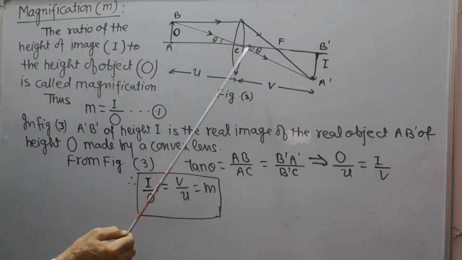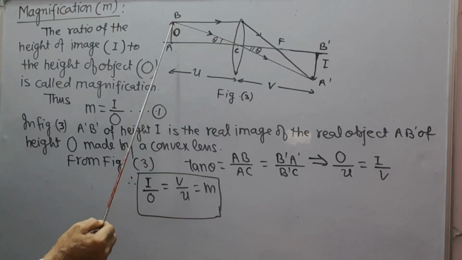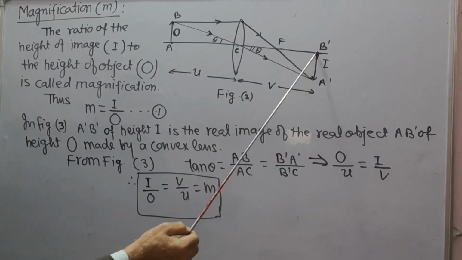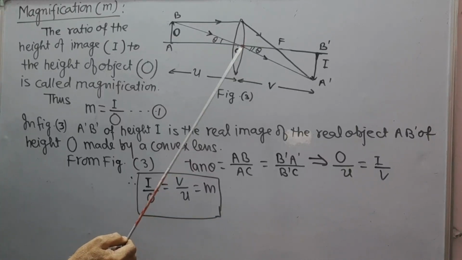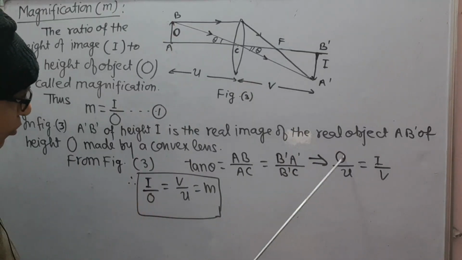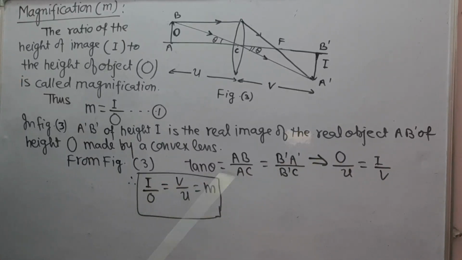From this diagram, this angle is equal to this angle. Therefore, tan theta in this triangle will be equal to AB upon AC, and in this triangle, tan theta will be equal to A'B' upon B'C, which may be written as O upon U is equal to I upon V, which may be rearranged to get I upon O is equal to V upon U, and we know I upon O is equal to M, so we get magnification M as I upon O is equal to V upon U.